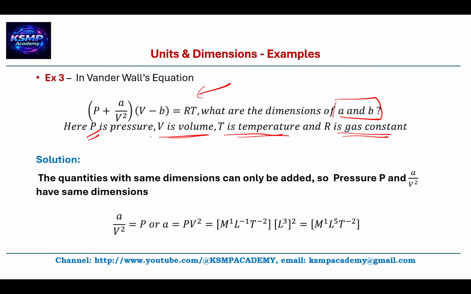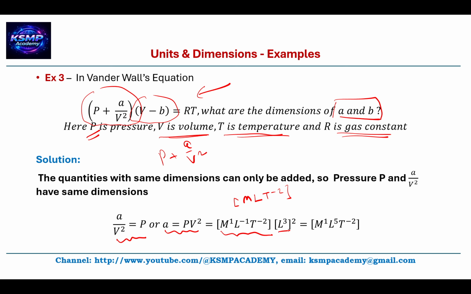Now these two terms in the equation, that is P plus A upon V square and V minus B, are multiplied. Now if we look at one bracket only, that is P plus A upon V square, with the principle of homogeneity, we know that the quantities can be added only when they have the same dimensions. So dimensionally we can see that A upon V square is equal to P, or we can write A is PV square. So the dimension of P is ML minus 1 T minus 2.